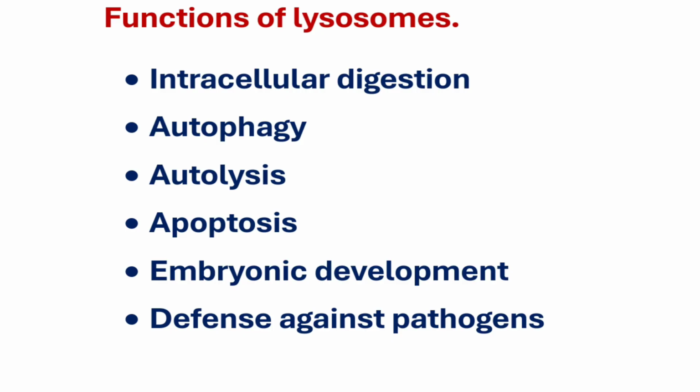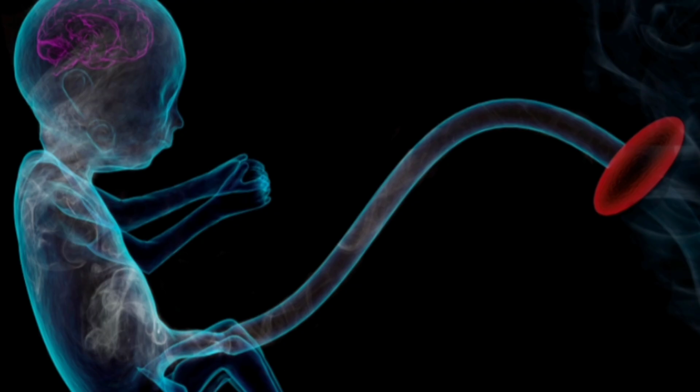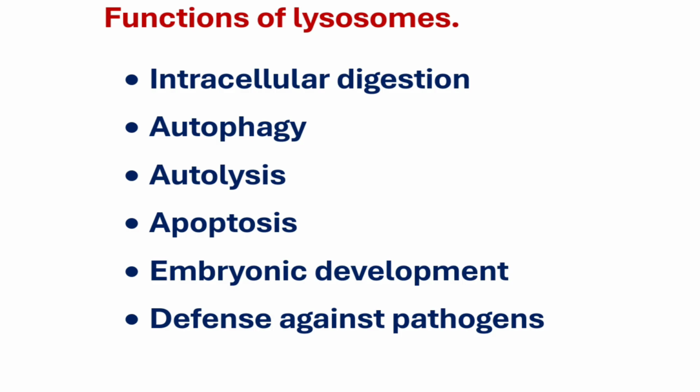Embryonic development. During embryonic development, lysosomes help shape the body by breaking down and removing cells that are no longer needed. They participate in programmed cell death and tissue remodeling, allowing structures like fingers and organs to form correctly. Defense against pathogens. Lysosomes destroy bacteria, viruses, and foreign particles that enter the cell, playing a vital role in immune cells like macrophages and neutrophils.